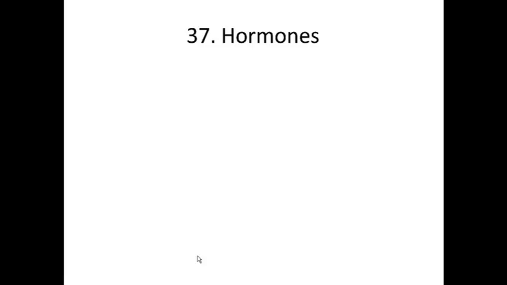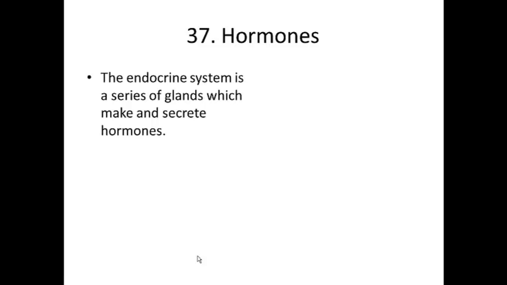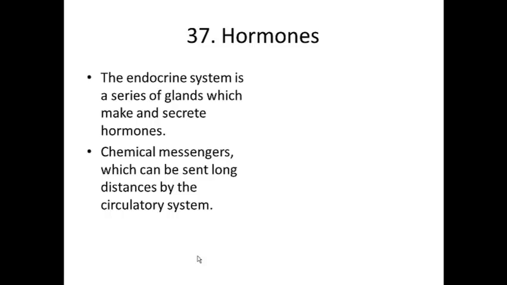Hormones are the chemical messengers transported by the circulatory system and made by the endocrine system. The endocrine system is just a series of glands which make and secrete hormones. These chemical messengers can be sent very long distances by the circulatory system. And the precursor for hormones is cholesterol. So cholesterol is important in your diet so that all of these hormones can be made. In particular, testosterone is one that's made from cholesterol.